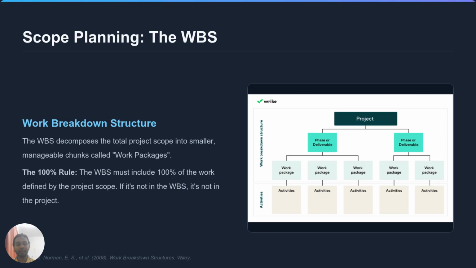For scope planning, we use the work breakdown structure. This decomposes the project into manageable chunks called work packages. A critical rule here is the 100% rule. If a task isn't in the WBS, it isn't part of the project.